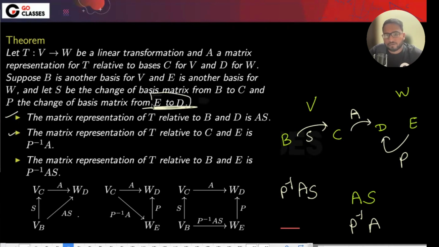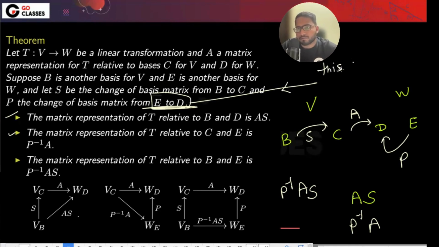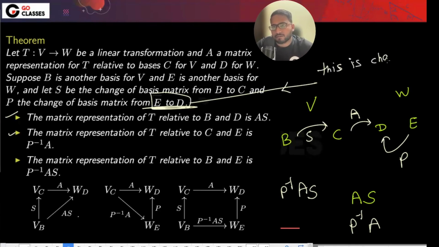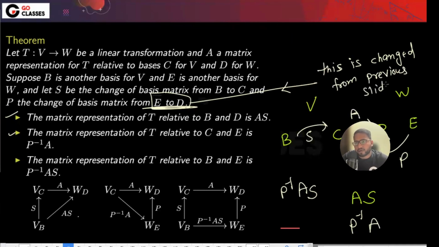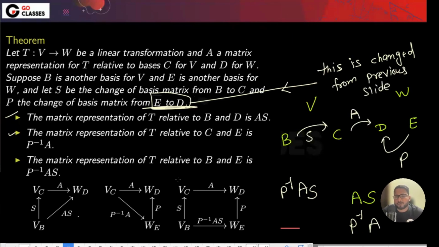This is changed from the previous slide, right? So that later on you don't get confused about how it is E to D. This is a changed question. You consider this a changed question.